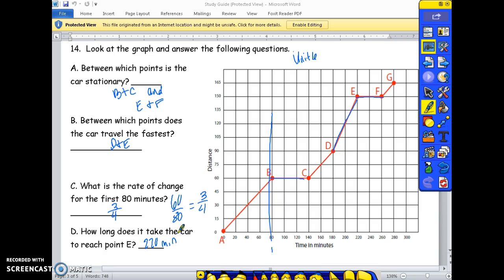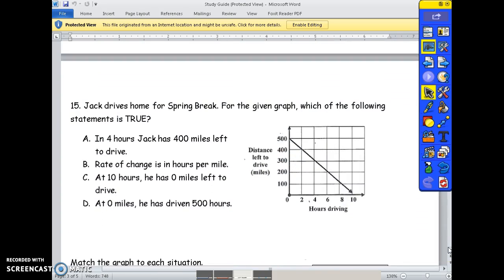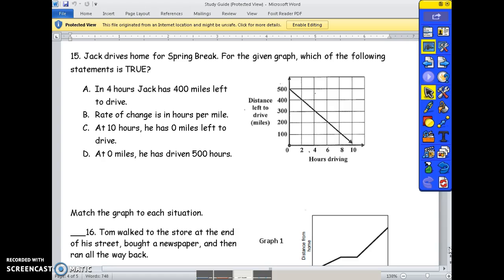Number 15. Jack drives home for spring break with a given graph. Which of the following statements is true? A, in 4 hours, Jack has 400 miles left. That is not true. He has 300 left. Rate of change is in hours per mile. No, we travel miles per hour. That is not true. At 10 hours, he has 0 miles left to drive. Well, that one is true, but let's double check D. At 0 miles, he has driven 500 miles, 500 hours? No. At 0 miles, he has driven no hours. He still has 500 miles to go.